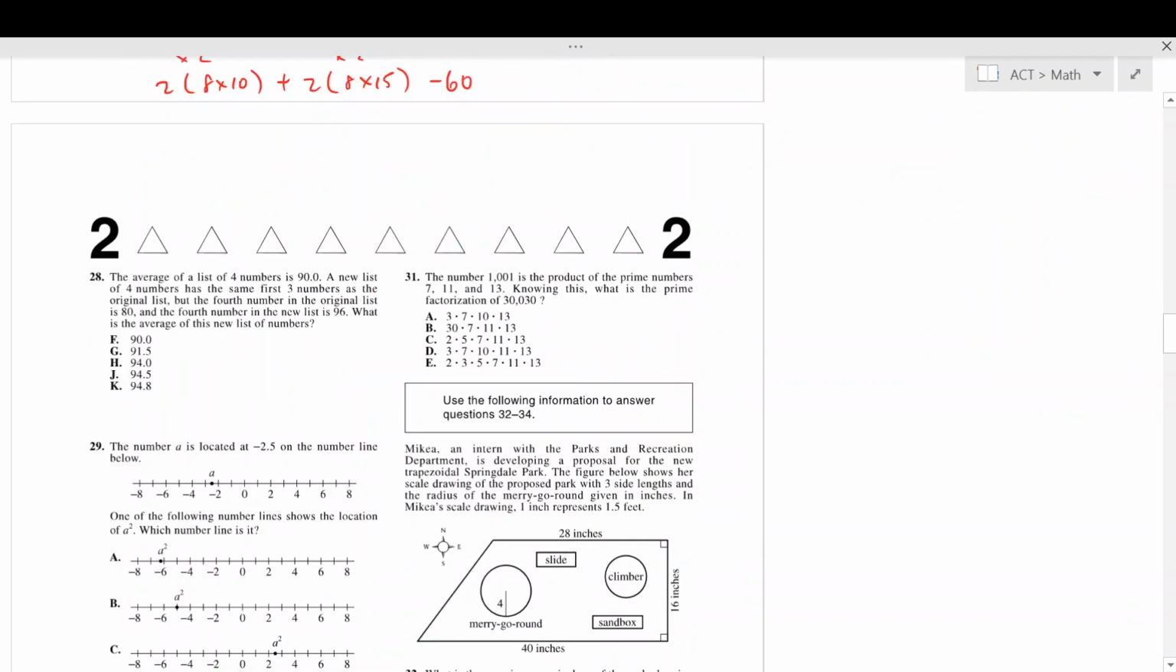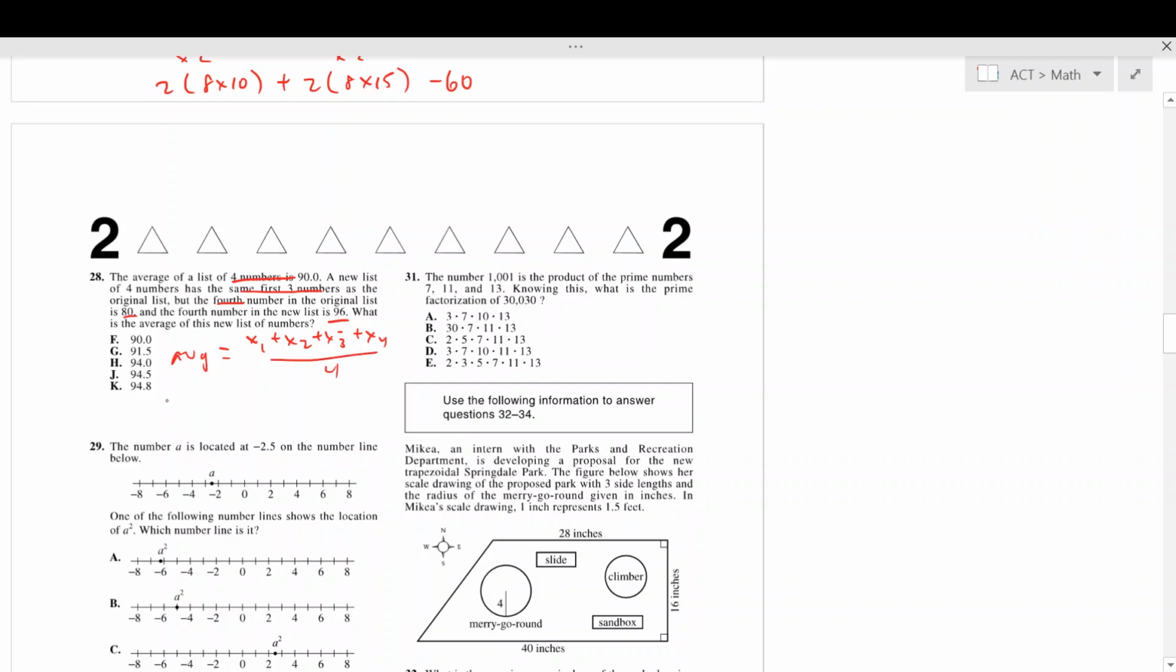Next question. The average of a list of 4 numbers is 90, and a new list has the same first 3 numbers, but the 4th number was 80, and now in the new list it's 96. What's the average of the new list of numbers? So, 4 numbers. The average of 4 numbers would calculate like this, right? So average is equal to x1 plus x2 plus x3 plus x4 over 4.